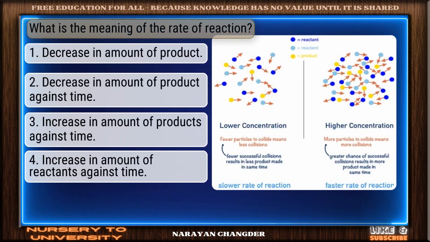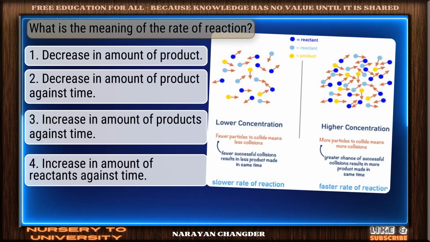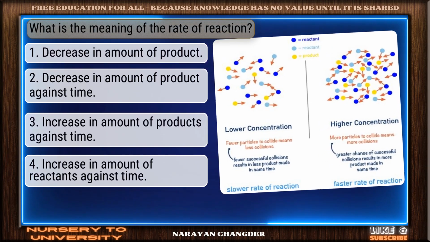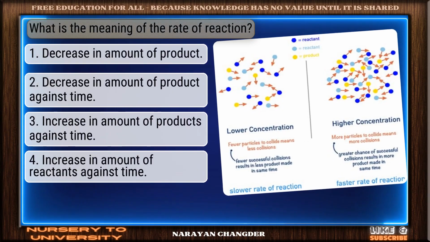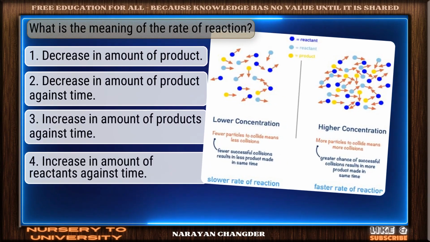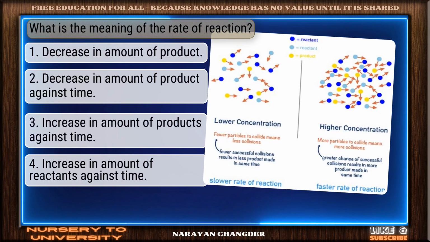What is the meaning of the rate of reaction? Option 1, decrease in amount of product. Option 2, decrease in amount of product against time. Option 3, increase in amount of products against time. Option 4, increase in amount of reactants against time.